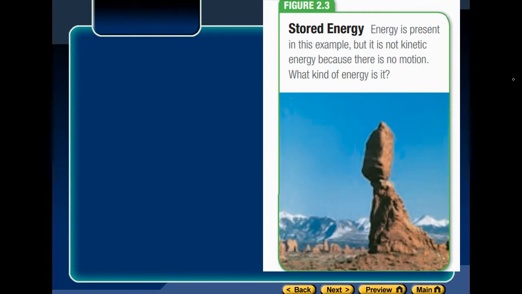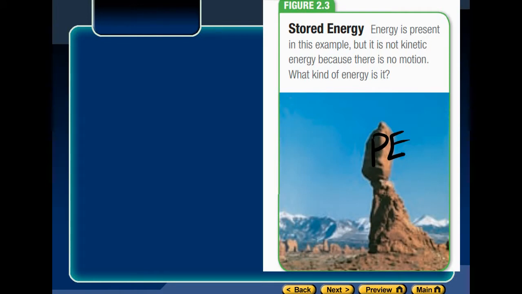The energy stored in this object is called potential energy, PE, it means potential energy. This potential energy is stored in the object because of its position.